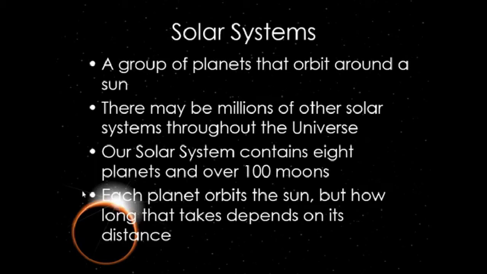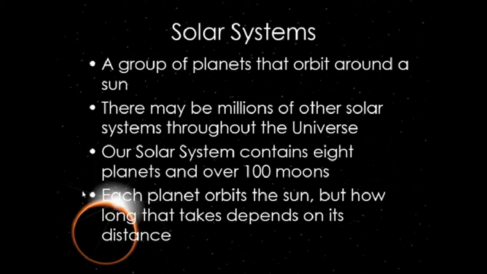Now, our solar system contains 8 planets and over 100 moons. And each of those planets within the solar system orbits the sun. But how long it takes them to orbit the sun depends on its distance. And we're going to talk a little bit about the distance because it's really, really important.